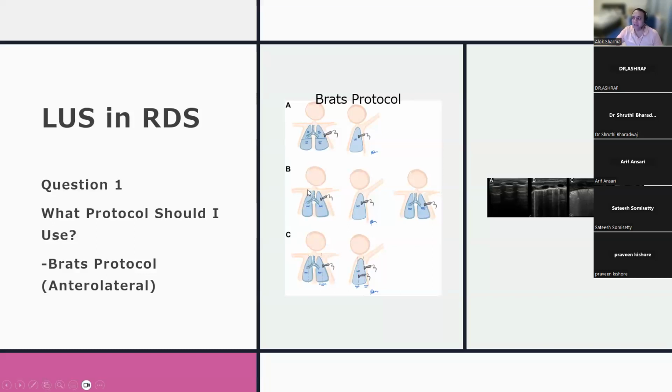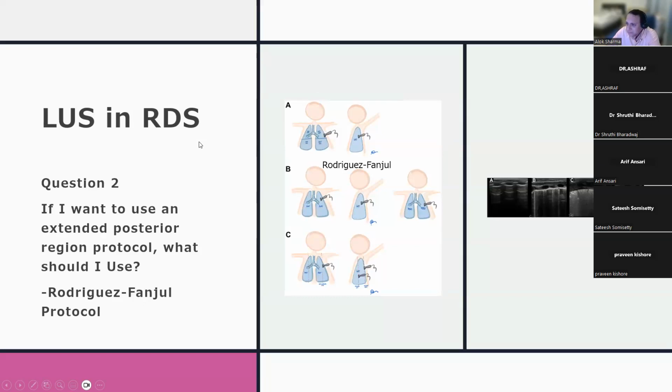In my opinion, I would say that you can actually do the Bratz protocol. Now, some people will argue, well, what about if the baby is already prone? Well, you can do the Bratz protocol with the baby prone by using the posterior regions, upper and lower, and the lateral regions as you would have used the anterior region without moving the baby. And it is just as efficacious and applicable. So certainly for our protocol, we use this.